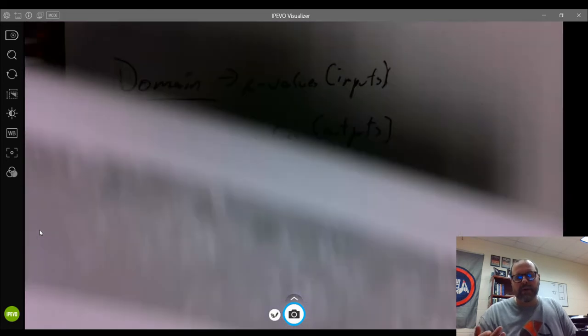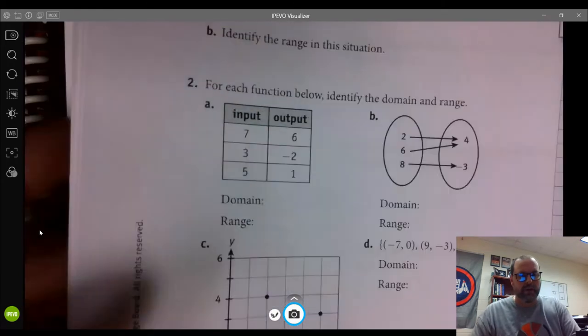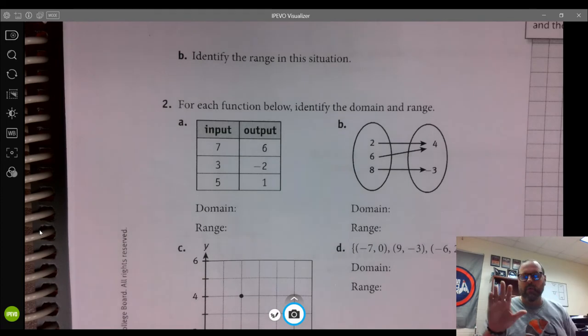Eventually, we're going to learn how to write that the domain is all positive numbers, or the range is all negative numbers, or the range or domain is all real numbers. We're not going to do that just yet. That will come later on.